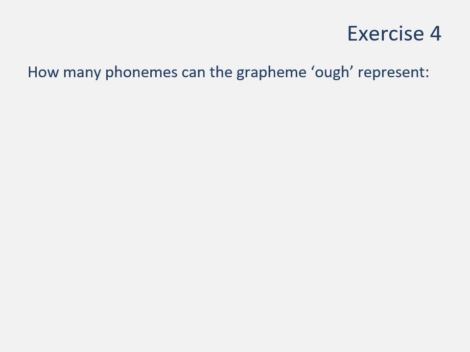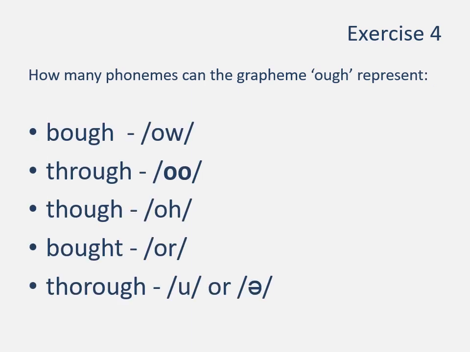So how many phonemes can the grapheme O-U-G-H, which is a tetragraph, represent? How many different sounds do you think O-U-G-H can represent in English? When you have your answer, go on to the next slide. Here are my examples. Ow, oo, o, or. So bow, b-ow, through, th-oo, though, th-o, bought, b-ought, thorough, th-a-r.